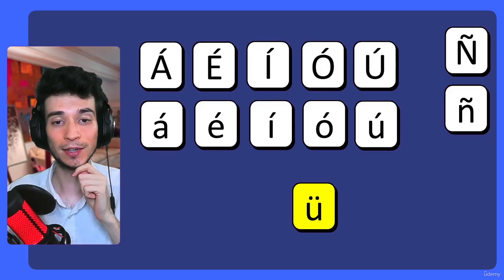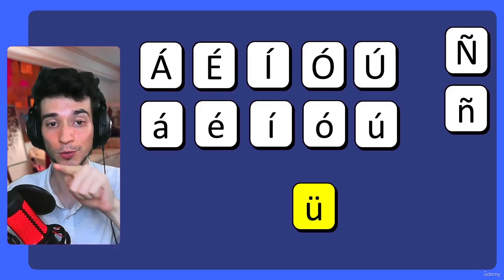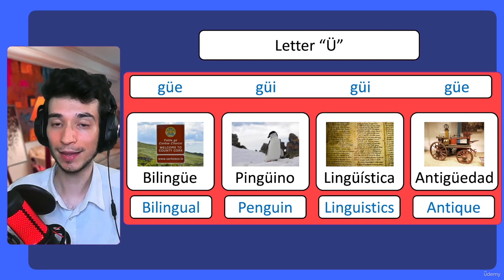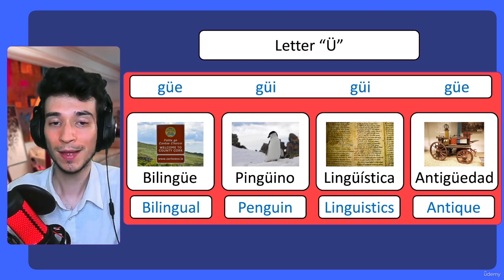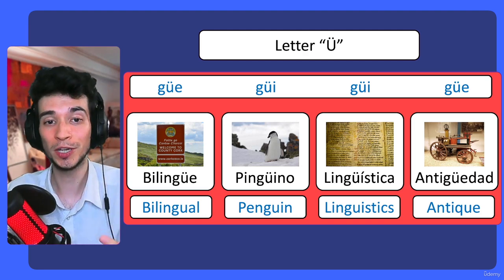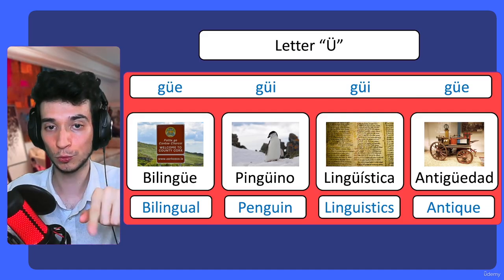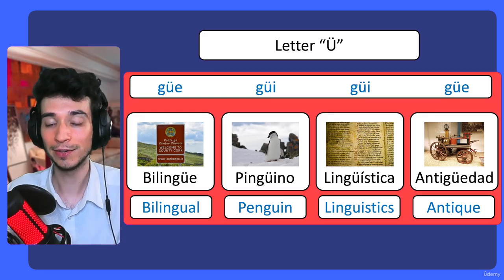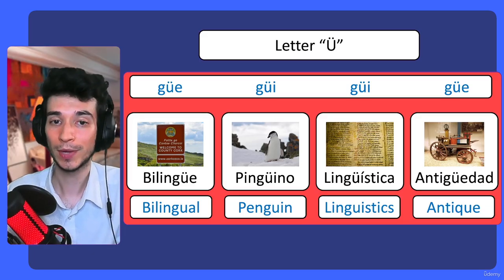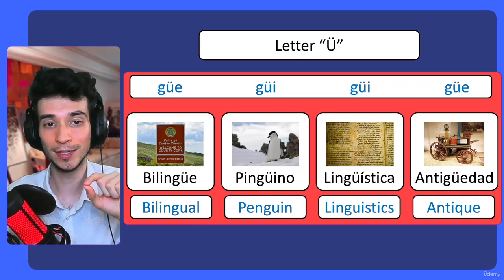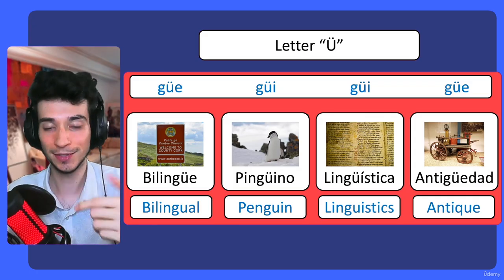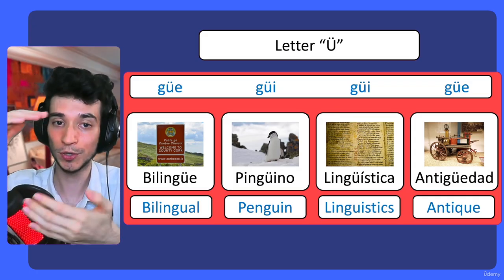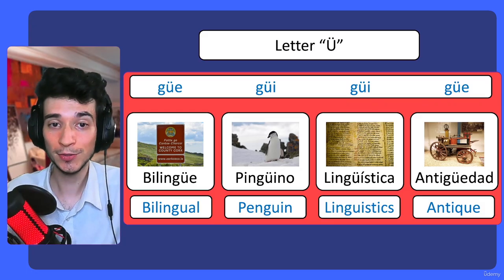And let's try the final one, which is the letter U with the two little dots. This U is actually the only one we have. Other languages have the two little dots on other letters. In Spanish, it's only for the letter U. And it's always in lowercase. It's never in capital, never in uppercase. So let's try some examples.